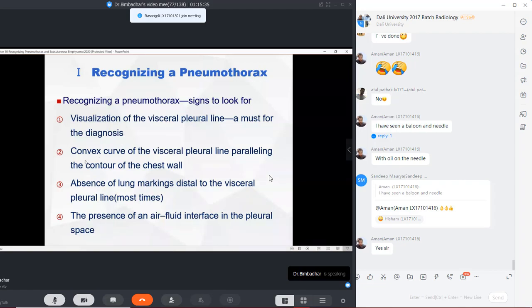Next, a convex surface of the visceral pleural line that is paralleling the chest wall. Second, absence of lung markings distal to the visceral pleural line, and the presence of an air-fluid interface in the pleural space. Okay, so those are the four recognizing features of pneumothorax. Do not ever forget this, it is a very important radiographic feature, but it is quite simple to understand.